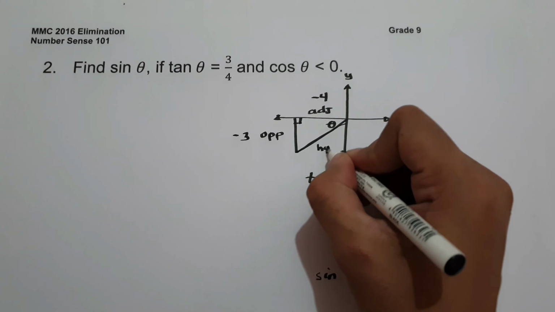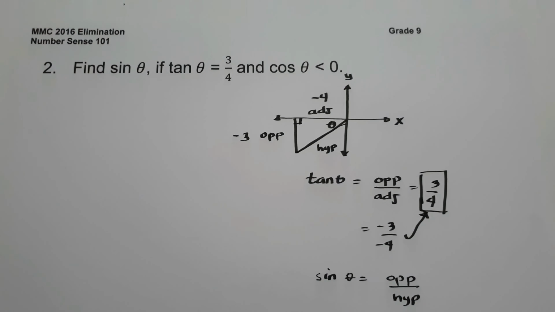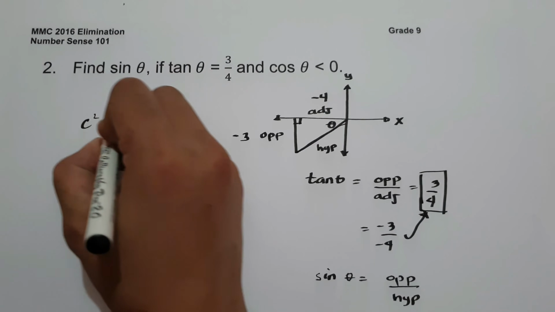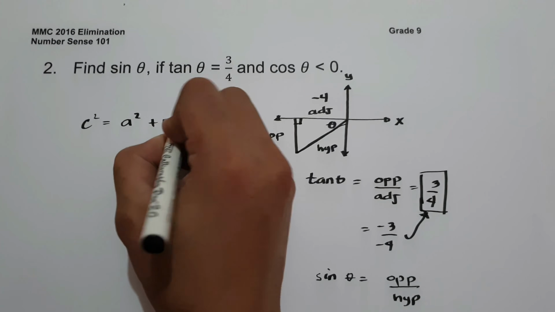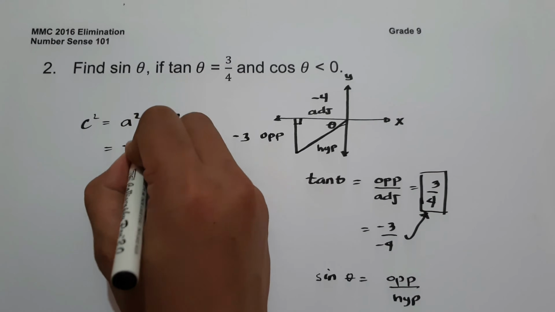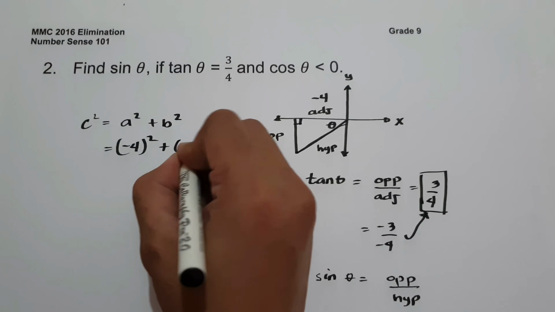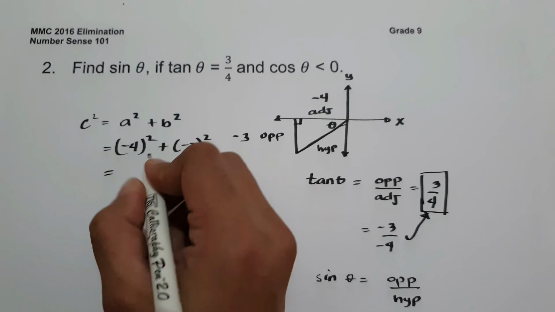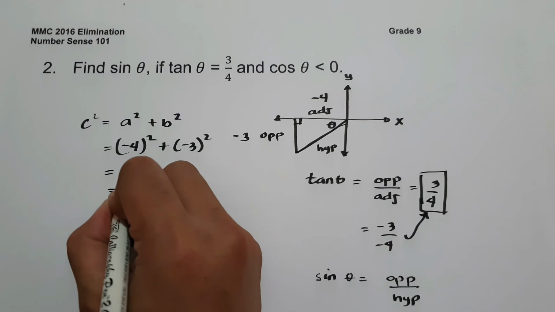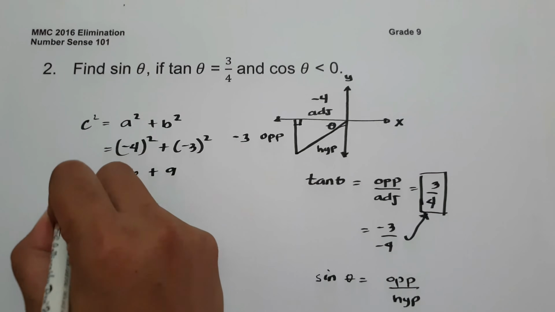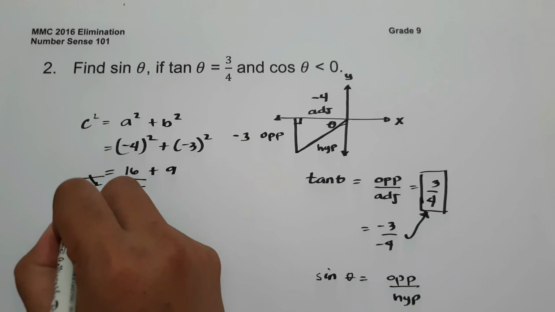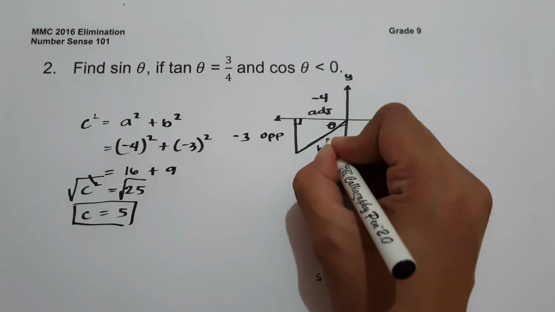So this side is the hypotenuse side, opposite to the right angle. So let us use the Pythagorean theorem, that is c squared equals a squared plus b squared. So the value of c squared is negative 4 squared plus negative 3 squared. Negative 4 squared is 16, plus negative 3 squared, that is 9. And let's add this one, it will give us 25. And then let us take the square root of both sides. c is 5. So the value of this side is 5.